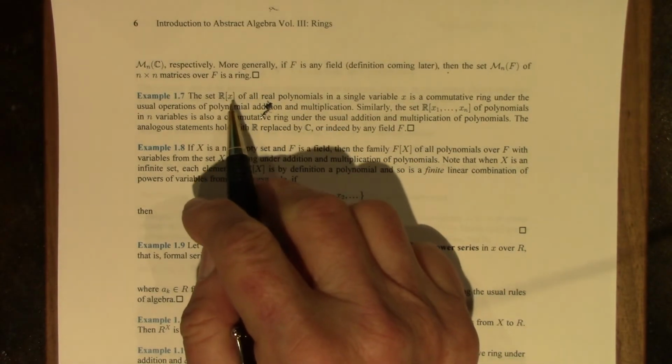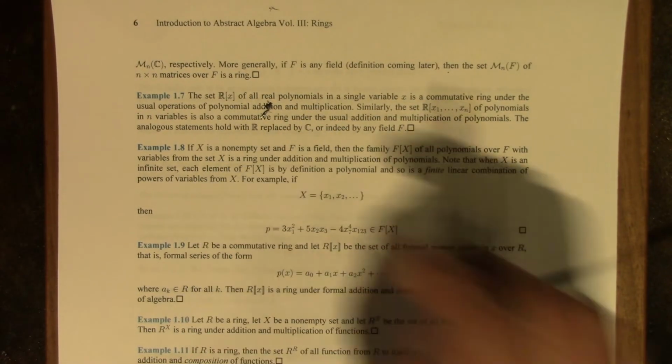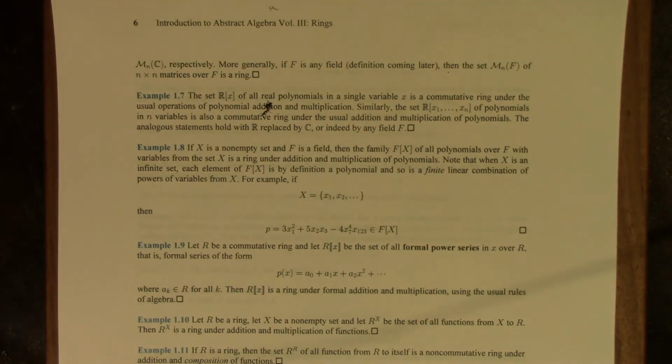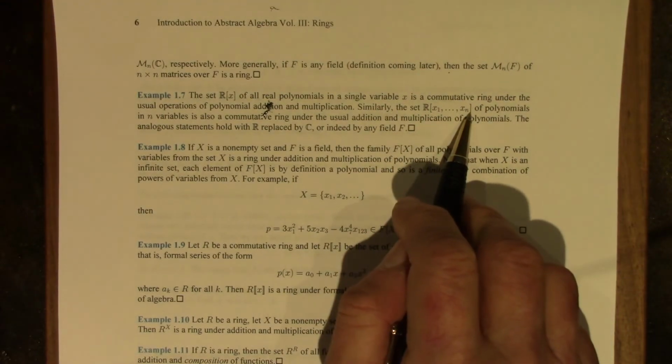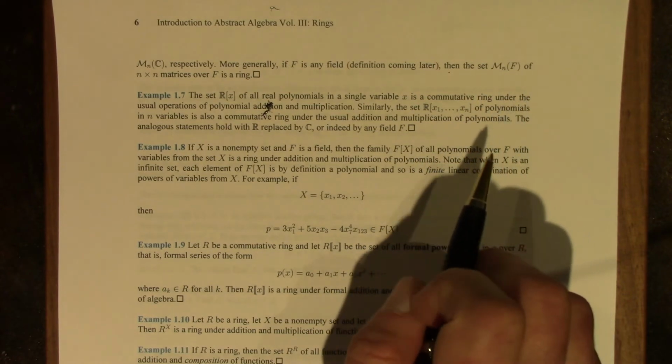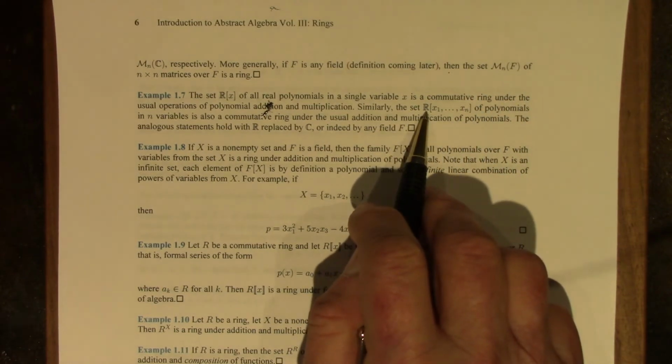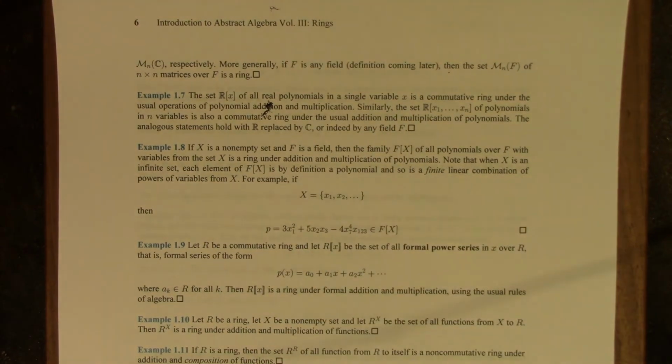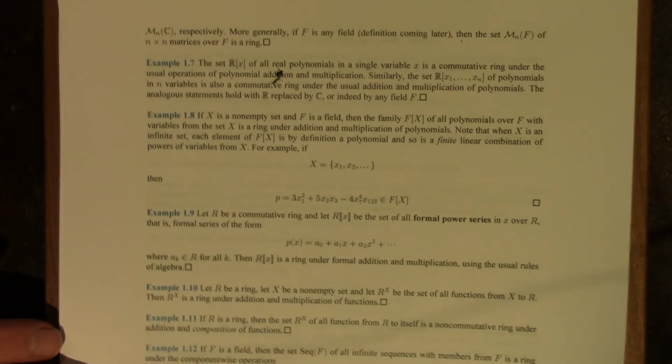Okay. The set R[x] of all real polynomials in a single variable x is a commutative ring under the usual operations of polynomial addition and multiplication. And we can extend that to the polynomials in n variables. Also, the base field R here can be replaced by C, or in fact any field. This is kind of a prototype of rings: the integers, the polynomial rings, and the matrix rings.